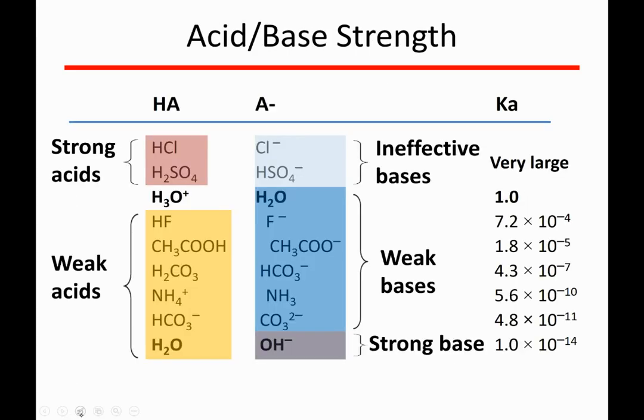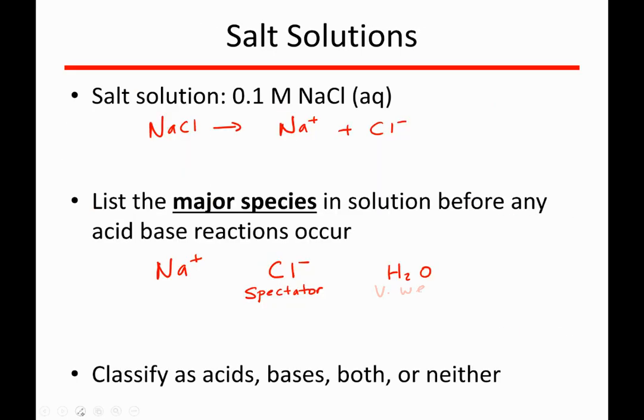Furthermore, for water, we see that water appears both in the HA column as well as in the A- column. I may have mentioned this before, but I will mention it here: water is going to be the weakest acid that we deal with in this class, and it's also going to be the weakest base that we deal with in this class. So when I put down water, I'll always list that as being a very weak acid or a base.